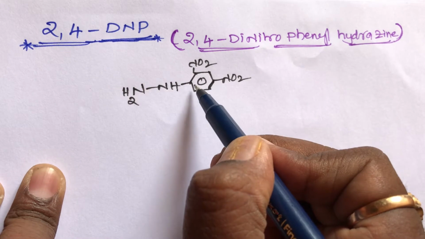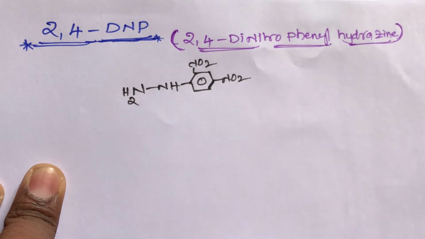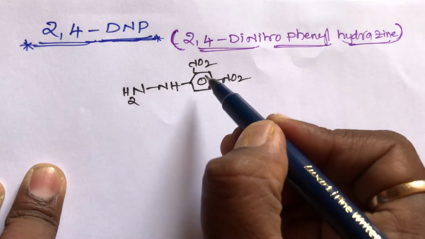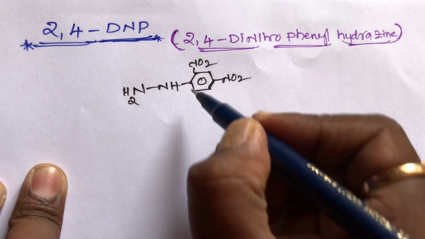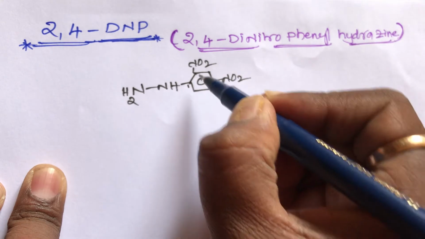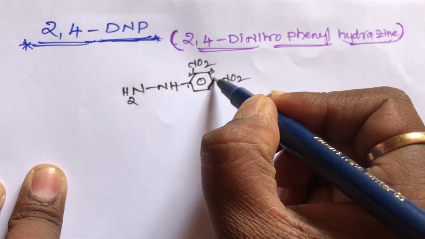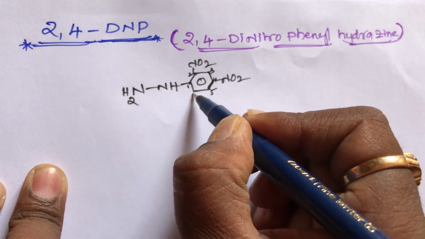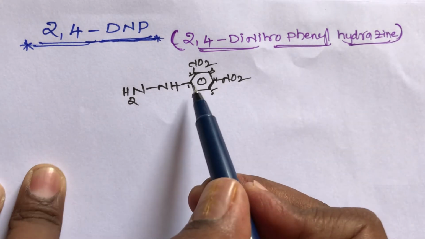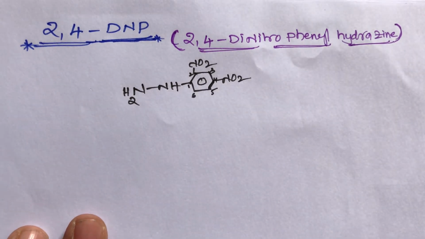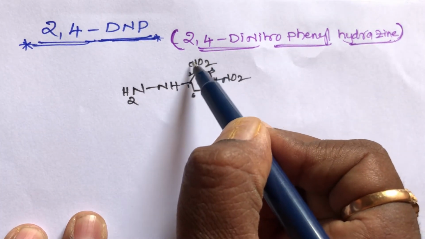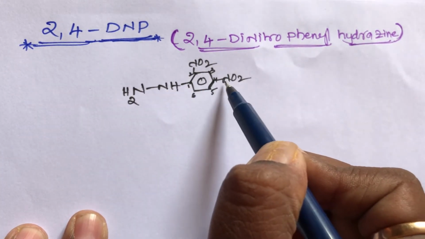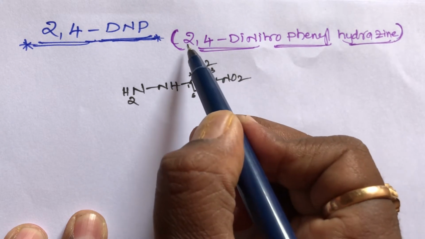This phenyl group has two nitro groups, present on the second carbon and the fourth carbon. Numbering we should start from here, students. This is the first carbon, this is the second carbon, third carbon, fourth carbon, fifth carbon and sixth carbon. This NO2 group is present on the second carbon and fourth carbon, so that's why it is called 2,4.